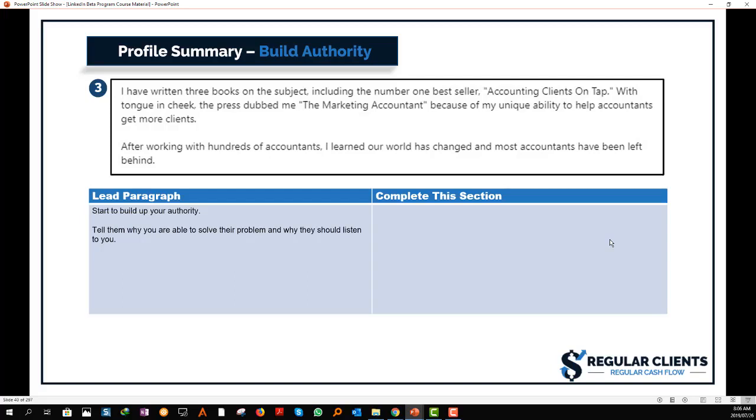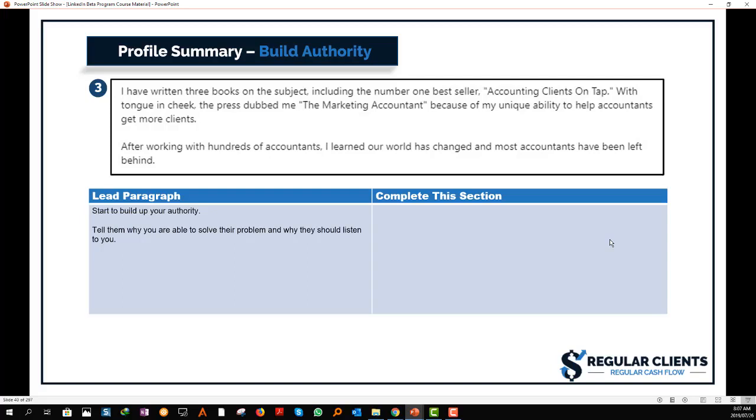Then I go on to say, tongue-in-cheek, the press have dubbed me the marketing accountant because of my unique ability to help accountants get more clients. So again, if I'm in the press, okay, I've probably done something right, and I kind of underplay that by talking about the marketing accountant.